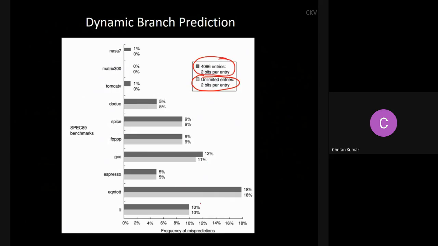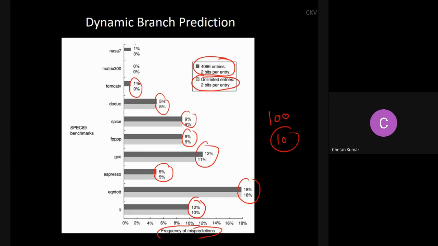Okay, so this is giving you the frequency of mispredictions. It basically tells you if there are 100 branches, out of them only 10 are wrongly predicted. So whether you have 4096 entries or unlimited entries, you see that more or less the misprediction is almost the same. Only minor differences are there. Here, in some cases, unlimited entries itself is giving you worse results, because one branch changing the other branch's behavior is giving you better results. I'll tell you the reason for it maybe in the next slide.